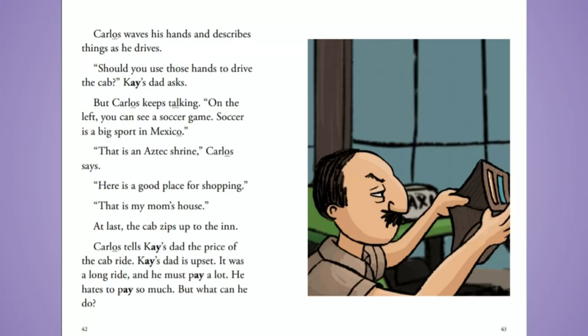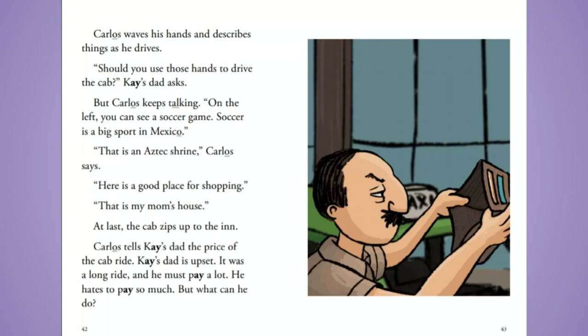Carlos waves his hand and describes things as he drives. Should you use those hands to drive the cab? Kay's dad asks. But Carlos keeps talking. On the left, you can see a soccer game. Soccer is a big sport in Mexico. That is an Aztec shrine, Carlos says. Here is a good place for shopping. That is my mom's house.